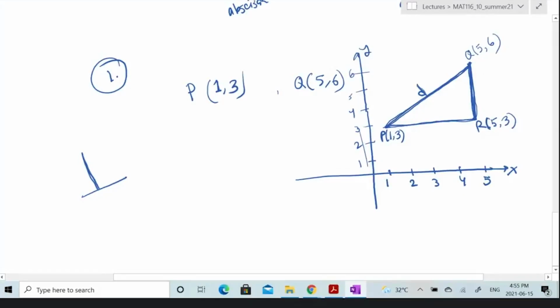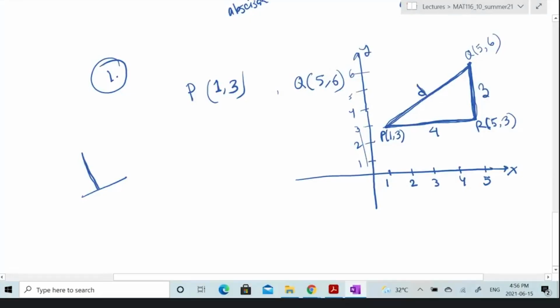Now you know how to find the distance between P and R. Can you tell me what that should be? What is going to be the distance between P and R? 4. Okay. What about QR? 3.